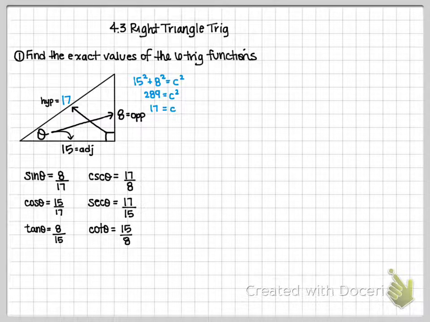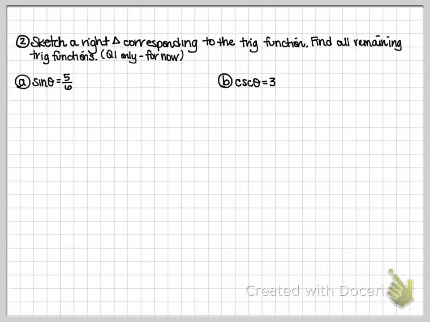There are my 6 trigs for the first slide. Alright, moving on. We want to sketch a right triangle corresponding to the trig function and find all remaining trig functions. We're going to do quadrant 1 only for now. We'll go ahead and venture out soon, but for now, just this one.